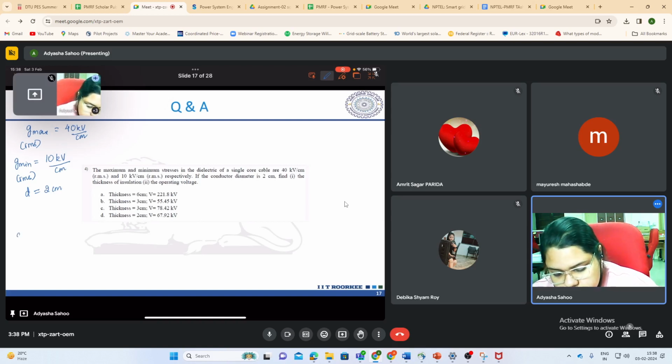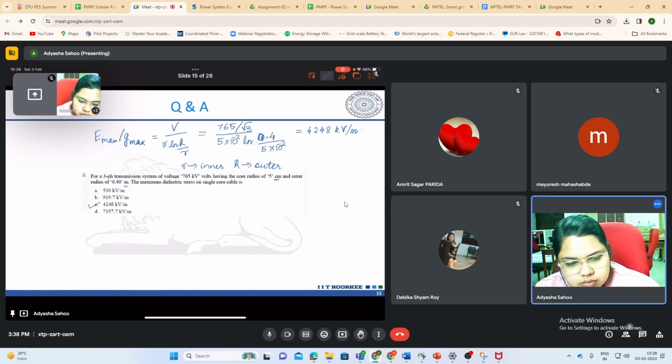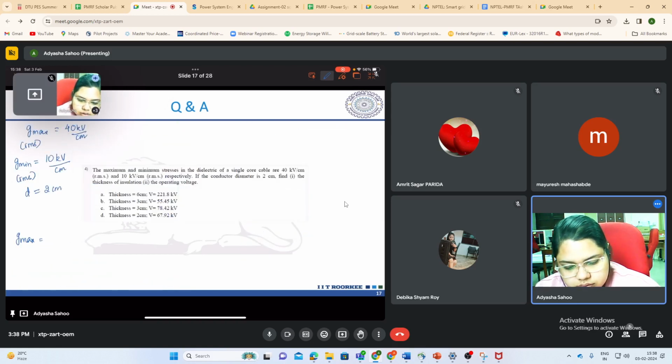So if you remember, Gmax is, we saw previously, right? V by r ln R by r. That is near the conductor. And what is Gmin? It will be near the sheath. So this will be V by R ln R by r. So if I take the ratio, Gmax by Gmin, it will come as R by r.